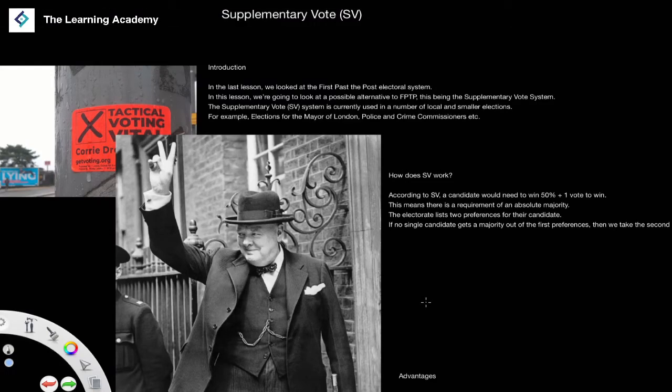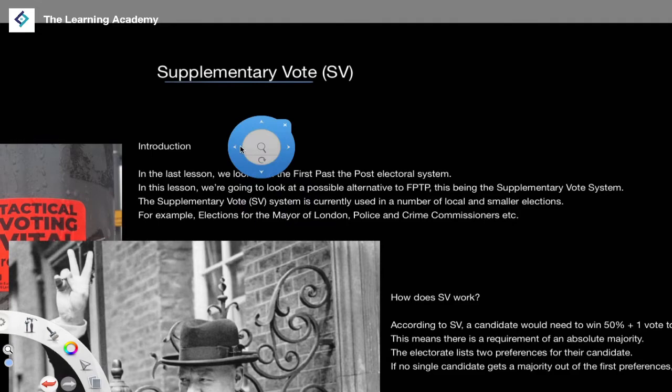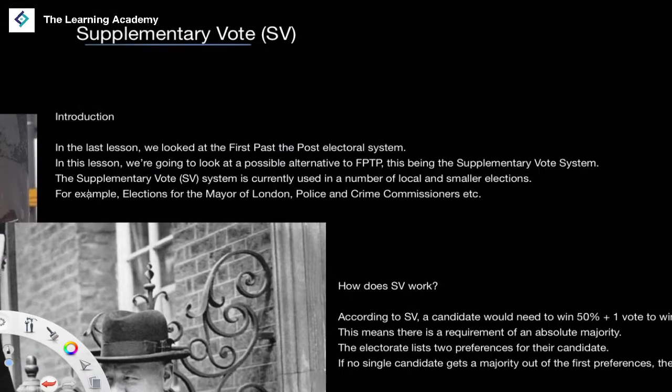In the last lesson, we looked at the concept of the first past the post voting system. We looked at how it works, what it's used for, and also some of the advantages and disadvantages that we can assign to it. In this lesson, we're going to talk about another electoral system, this being the supplementary vote system.